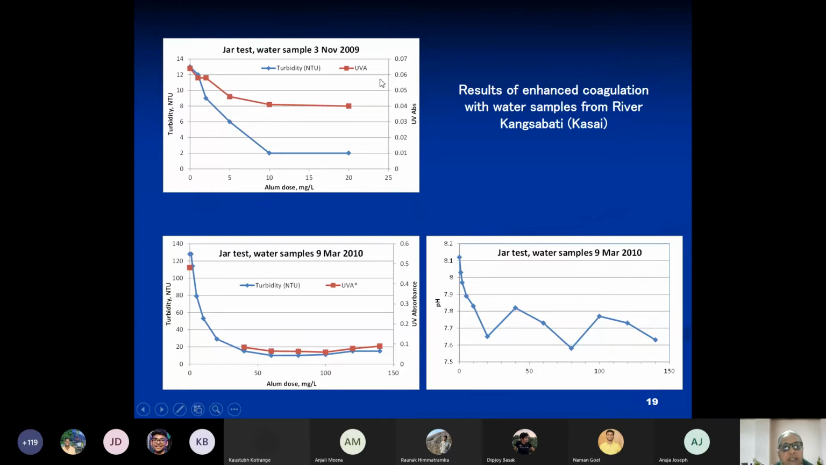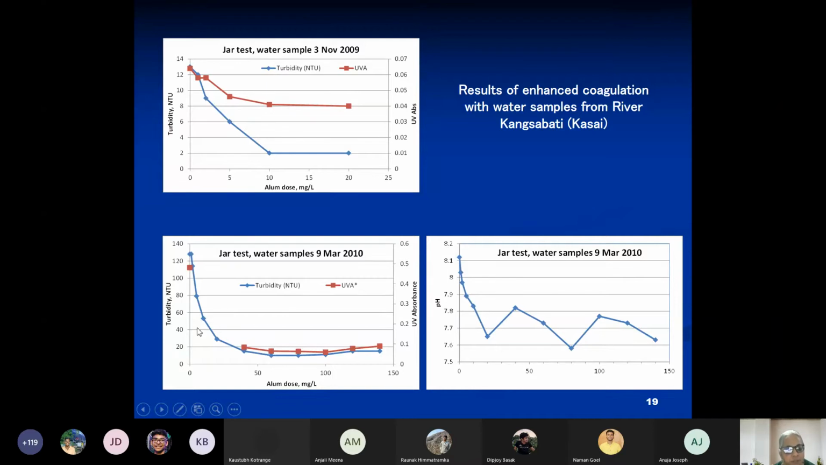So we have turbidity and UVA, and this is the alum dose. Alum is the most common coagulant that we use in drinking water. So you can see at 0, obviously the turbidity is fairly high, it's about 13. Then you come to 2 milligrams per liter, then 5, 10, and 20. And you can see between 10 and 20, there's very little difference.